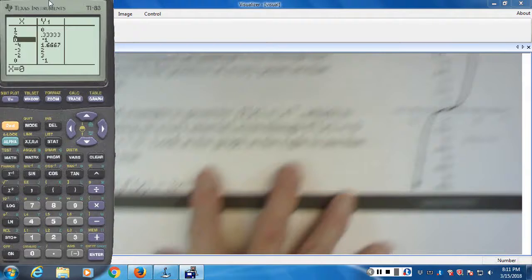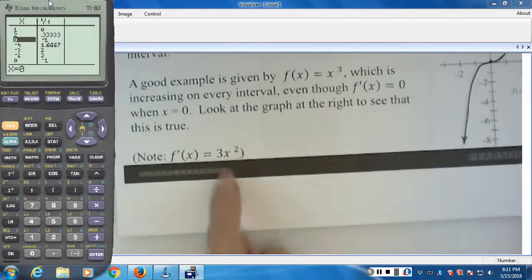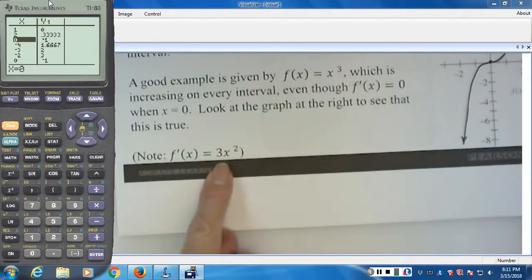And notice that the reason that function is constantly increasing is because the derivative is 3 times x squared. It doesn't make any difference what you plug in for x as long as x is not equal to 0. The derivative is always going to be positive, because when you square x, it's always going to be positive. Okay?